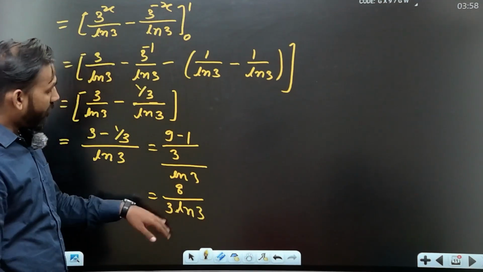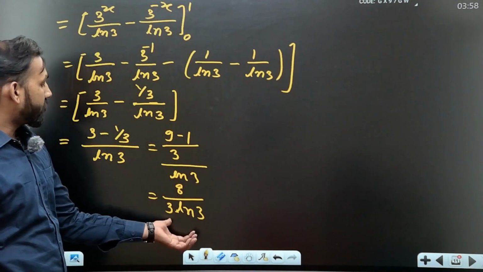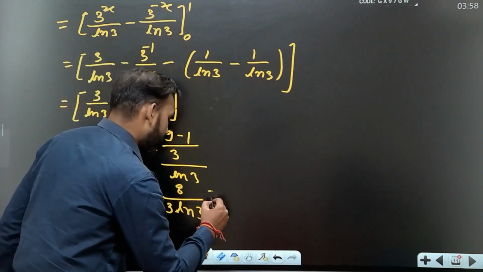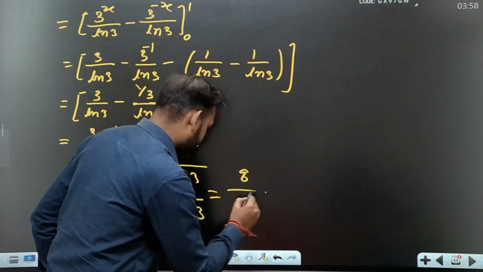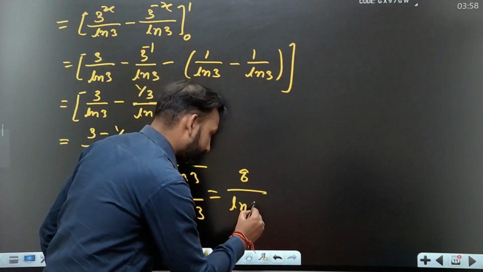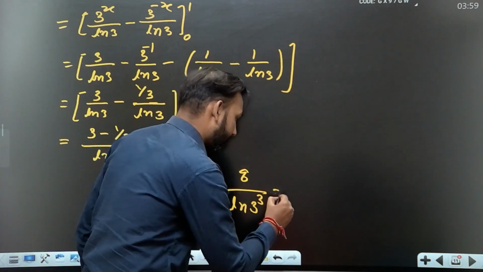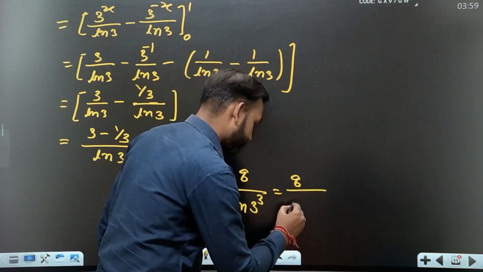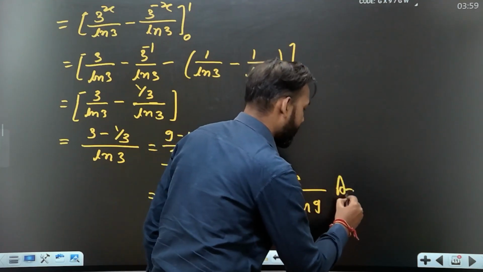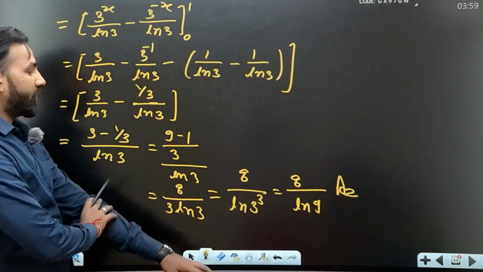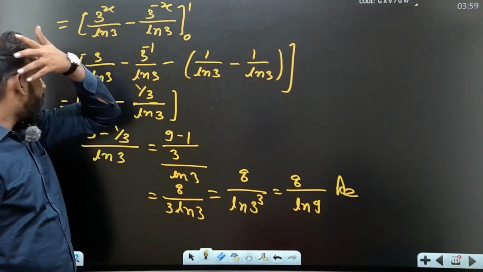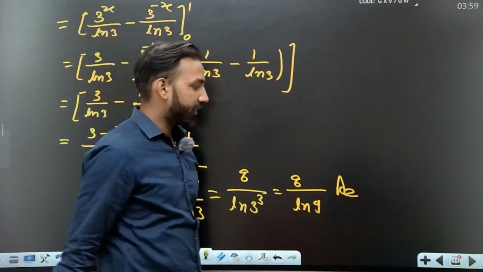And if we moreover take the power rule, then we can take this 3 in the power of 3 like that, ln 3 to the power 3, and we also get 8 over ln 27, and this will be our final answer. This will be our final answer, right? Okay, now move forward for the next question.